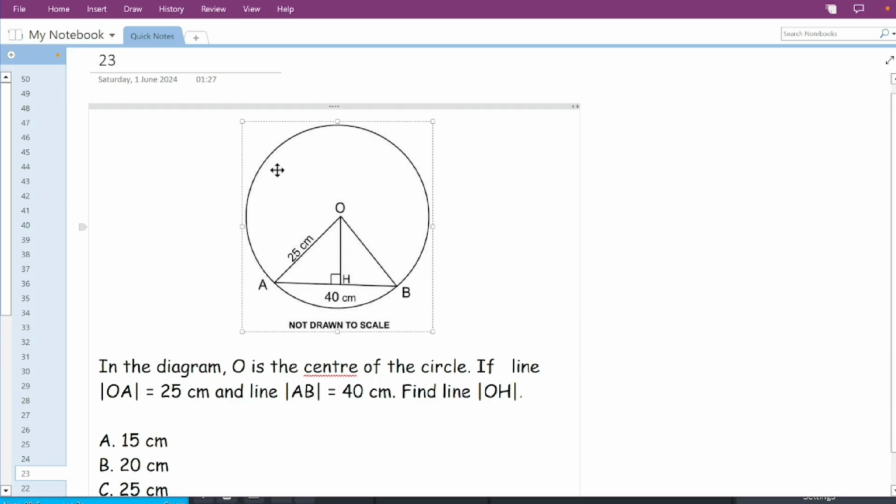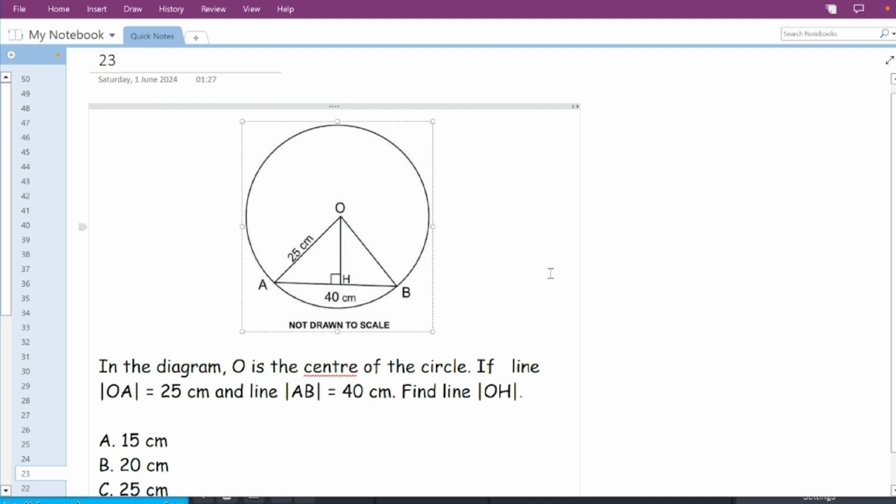Question 23. It says in the diagram, O is the center of the circle. This is O, our center. If line OA is 25, this line is 25, and line AB is 40, the lower line is 40. Find line OH. That's find the height of this triangle.